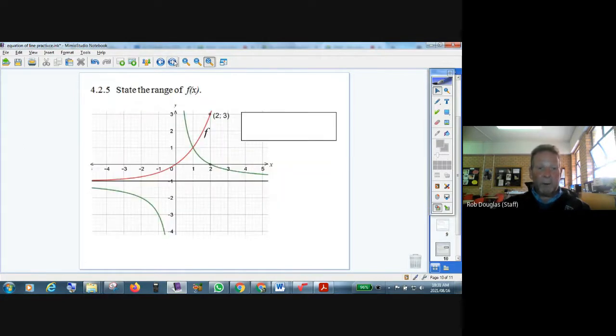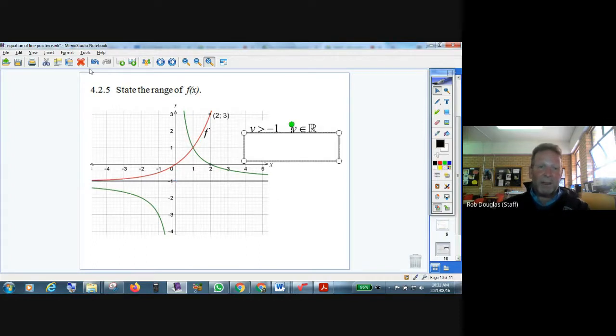And the very last question says, state the range of f. Well, f was this red thing, the exponential equation. The range means all the things that y can be. You see this red function here, the exponential? It never gets down here, does it? It's always bigger than minus 1. And that's your answer. It's that easy. The range, all the things that y can be, is always greater than minus 1.